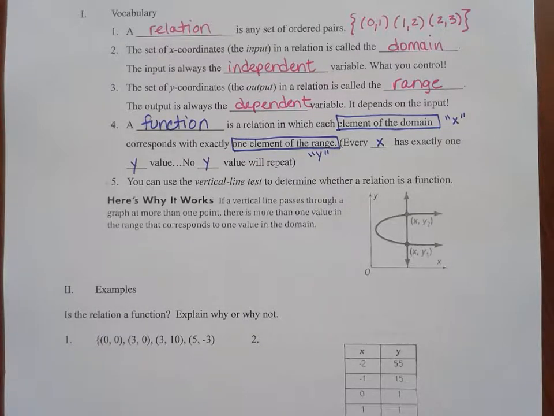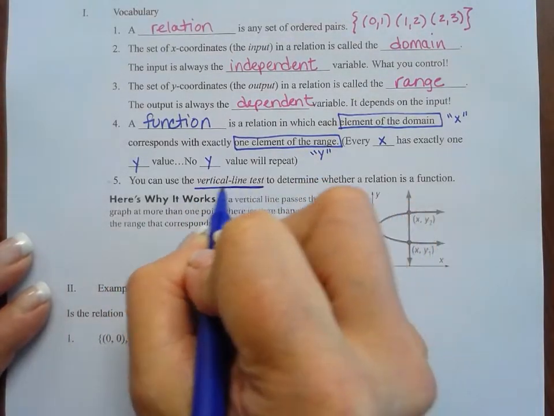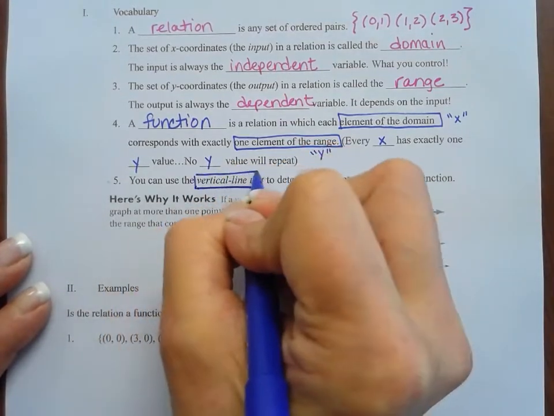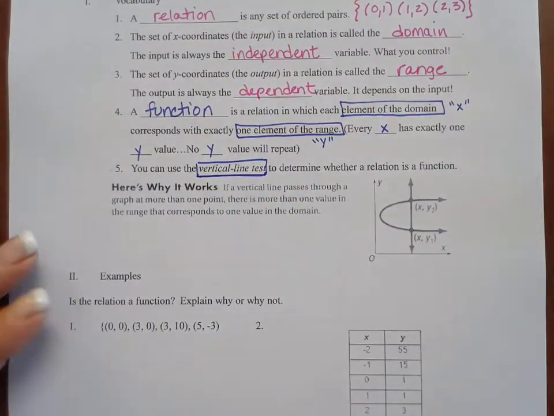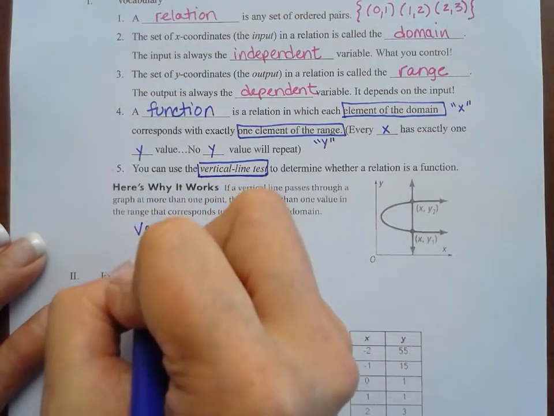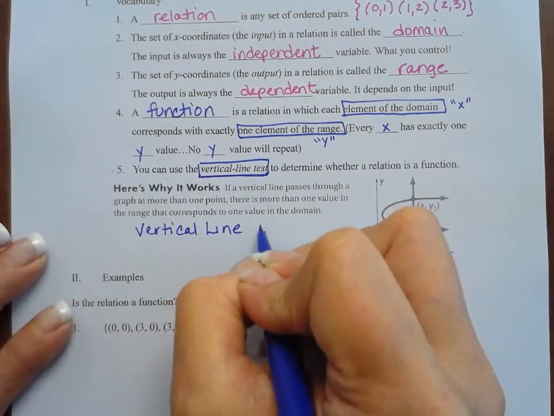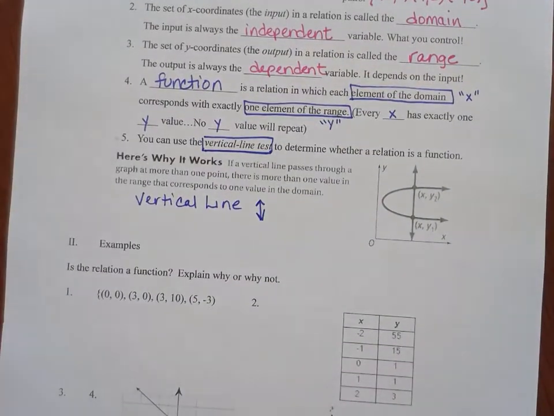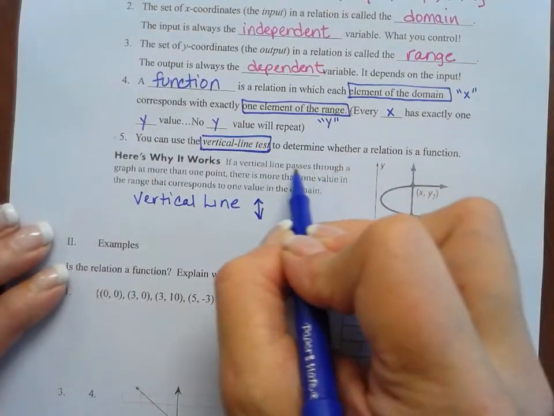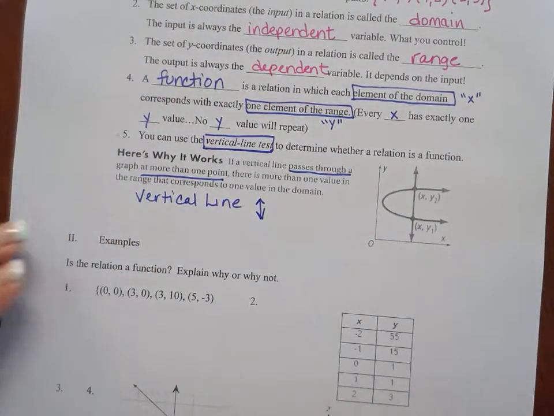And one of the ways to tell if it's a function or not is with the vertical line test. Okay? And how does a vertical line go? Side to side or up and down? Up and down, absolutely. Okay? So your vertical line is going to run up and down. Okay? So if the vertical line passes through at more than one point, then it's not a function.